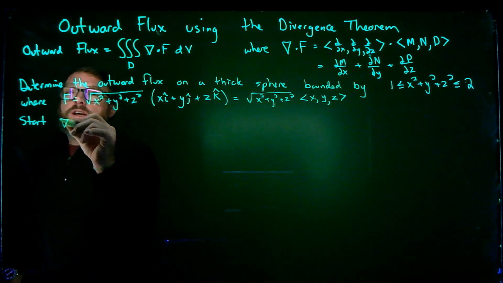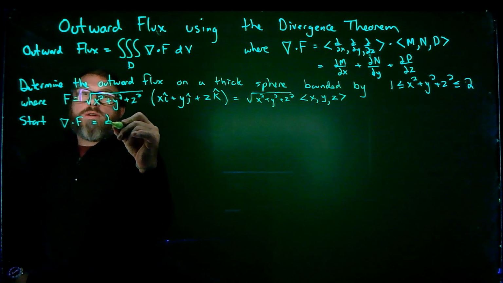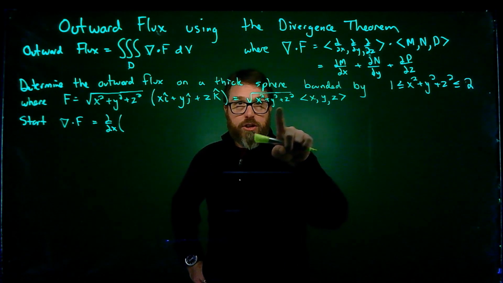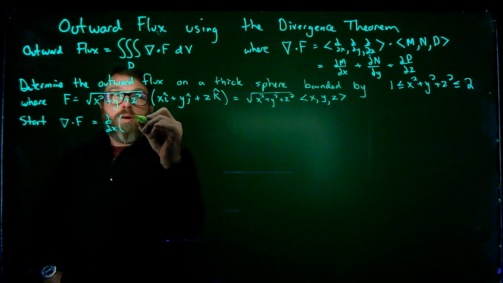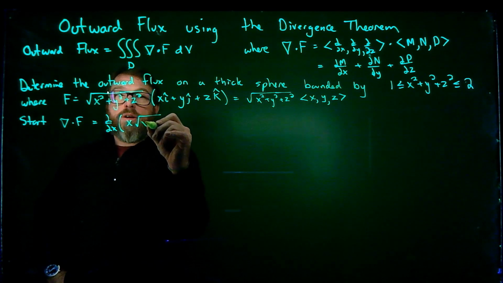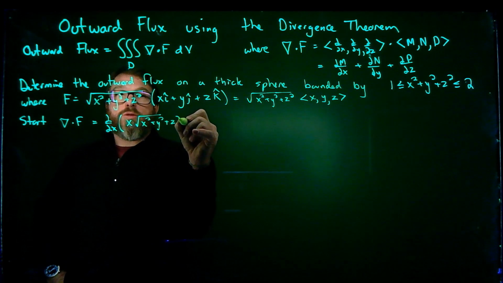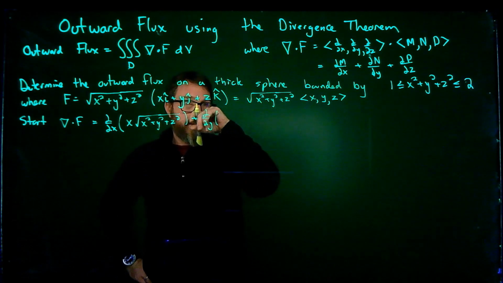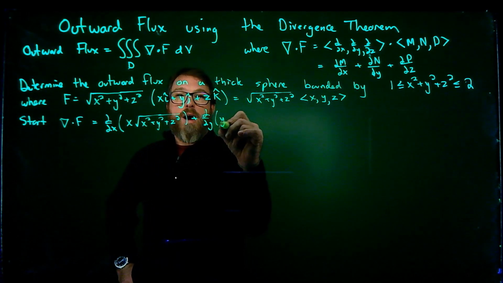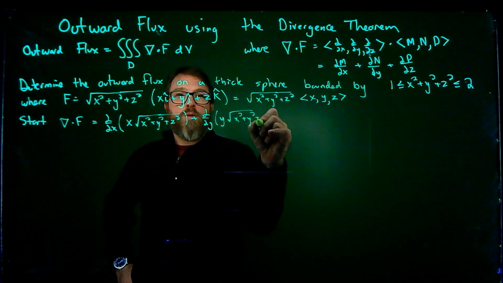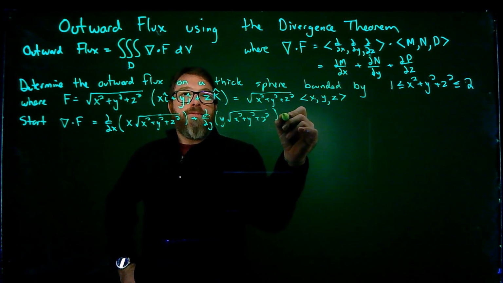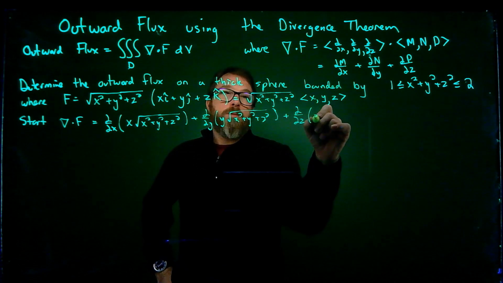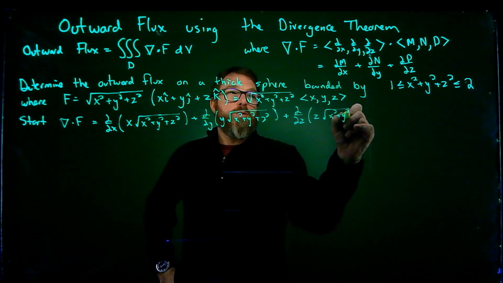So we're going to need the gradient dot F, which is going to be the derivative with respect to x of our M, which is the multiplication of these two things. So this is going to be x times the square root of x squared plus y squared plus z squared. And then plus the derivative with respect to y of the same thing, but now times y, so y times the square root of x squared plus y squared plus z squared. And then finally plus the derivative with respect to z of, very similar, z times the square root of x squared plus y squared plus z squared.